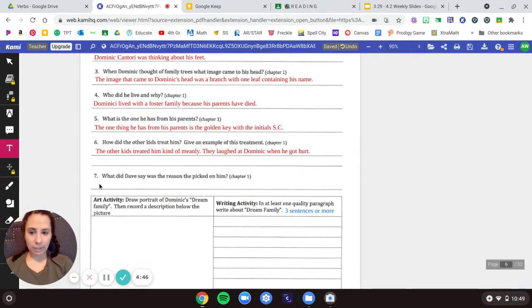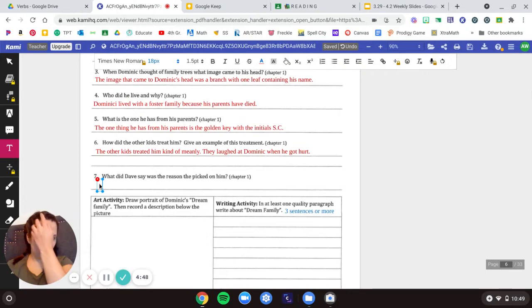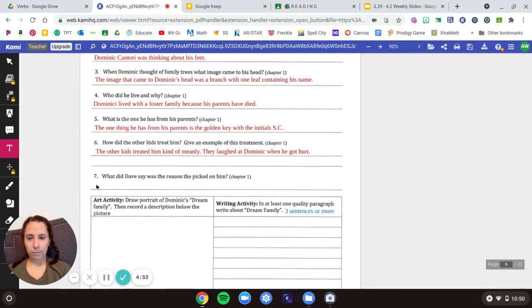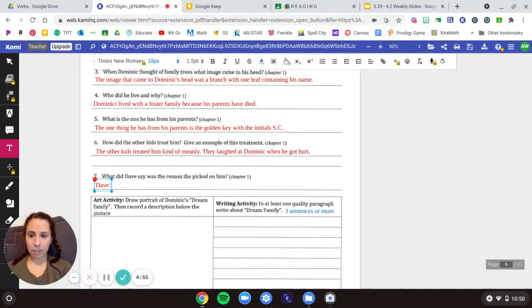What did Dave say was the reason they picked on him? So remember, why did Dave say that they picked on him? If I remember right, Dave said other kids picked on him because they were uncomfortable themselves.